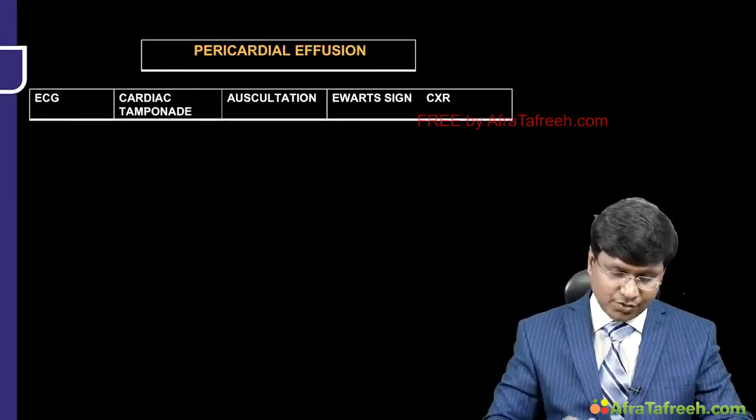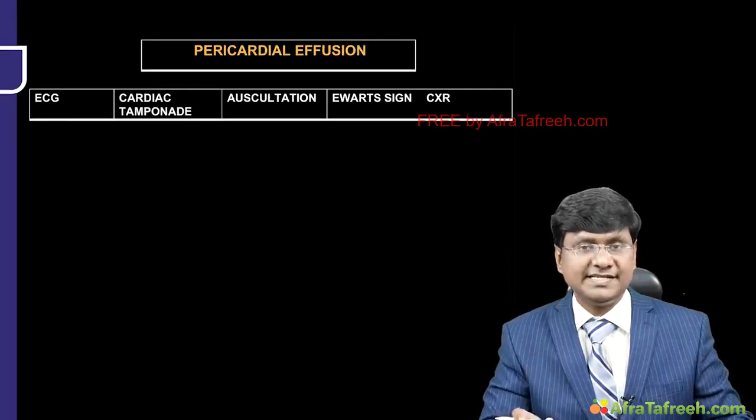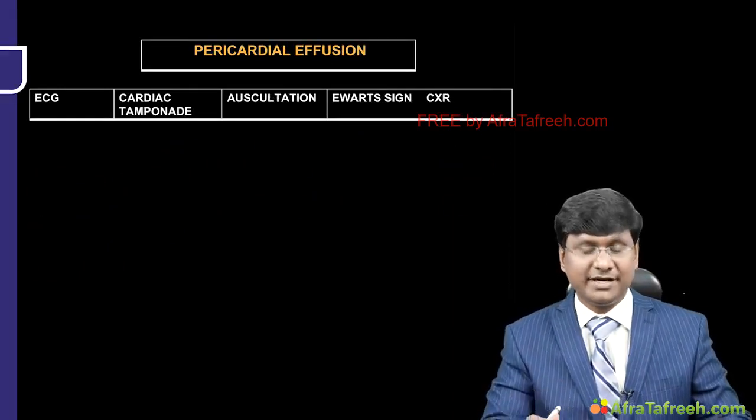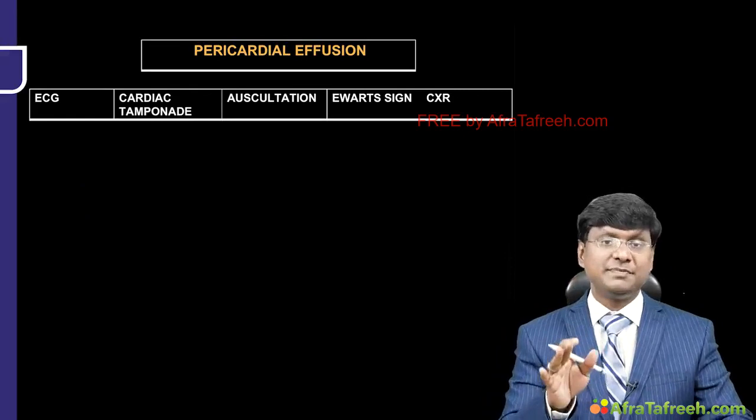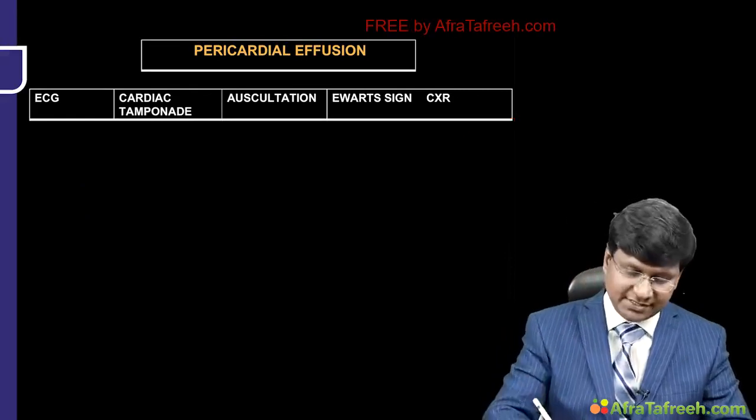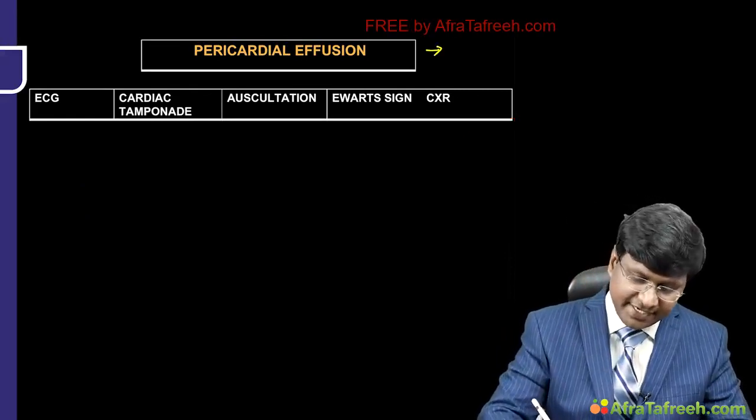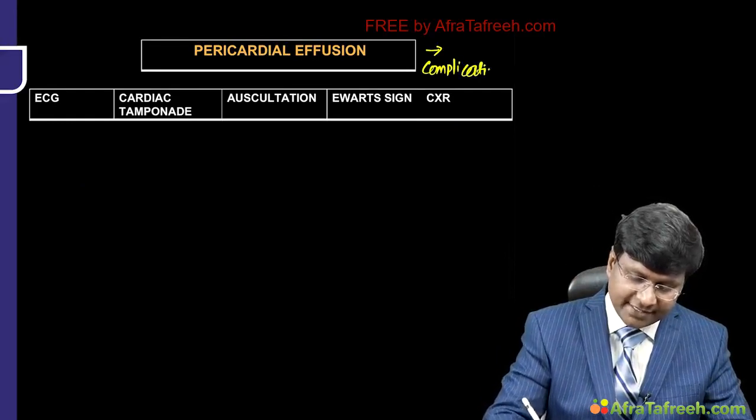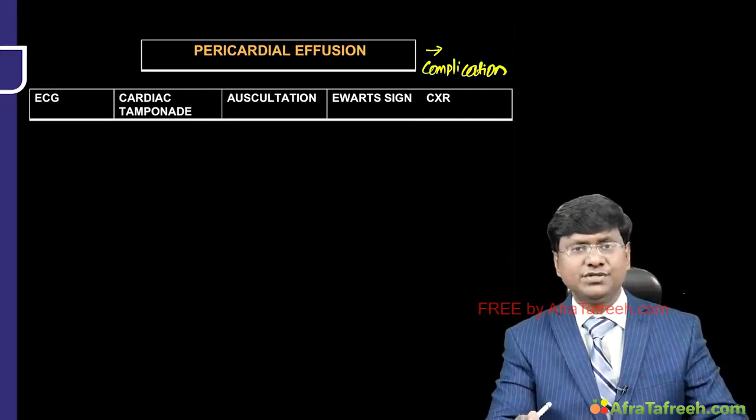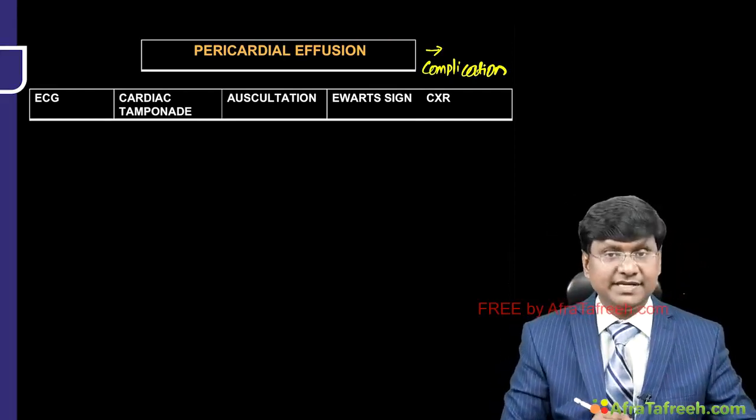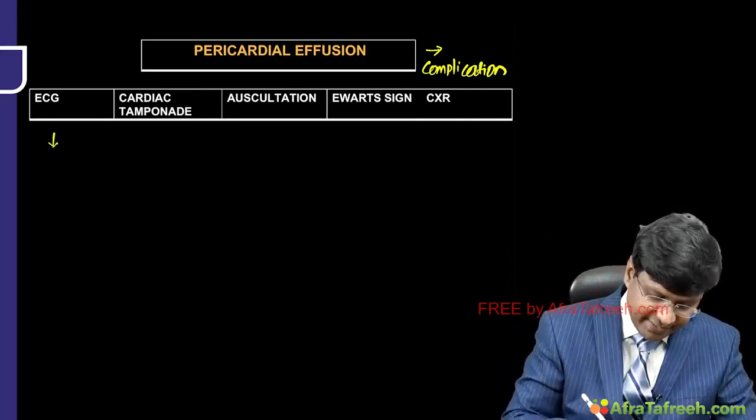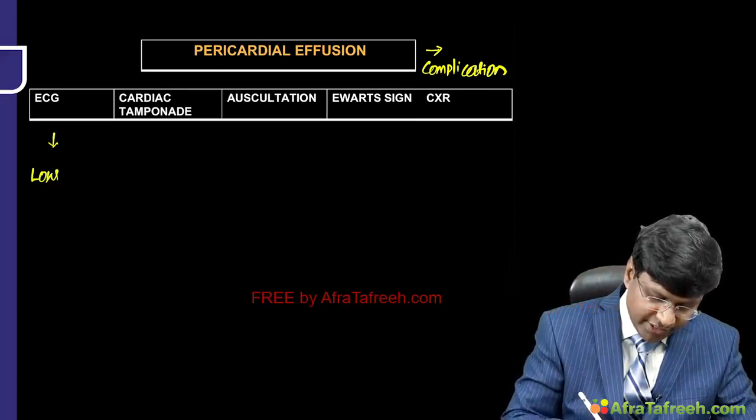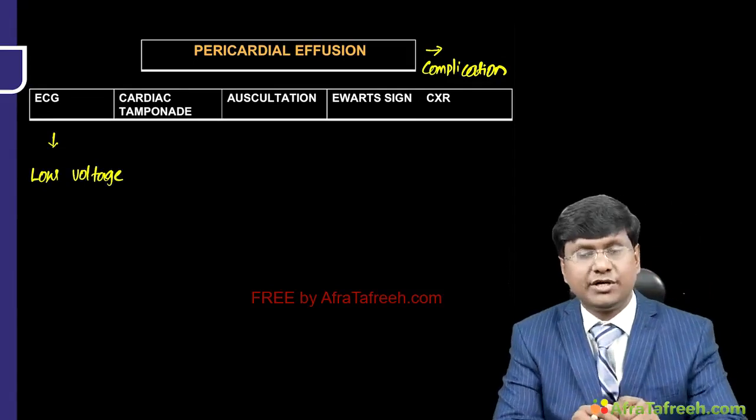Okay, right. So after having discussed the ECG changes in acute MI, you need to know that in patients with pericarditis, one of the complications that can develop is pericardial effusion. Now, how can you identify that the individual has developed pericardial effusion? There are various methods. One is by your ECG. ECG will show you that there are low voltage complexes.